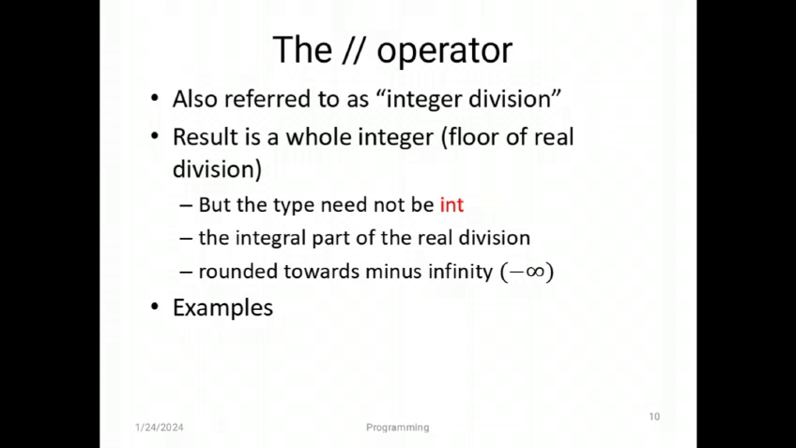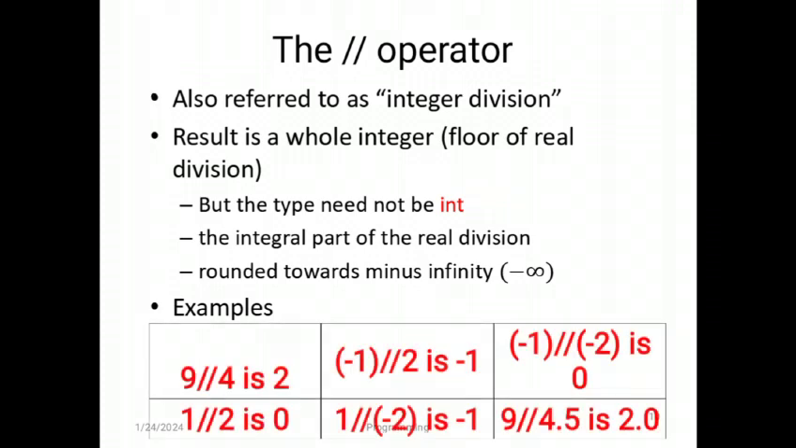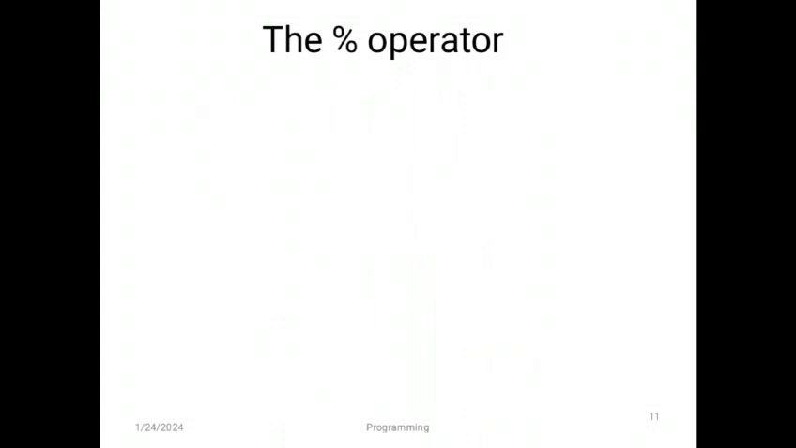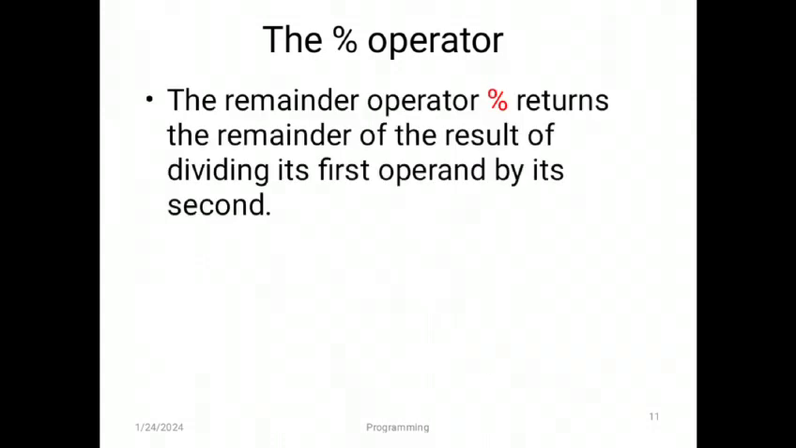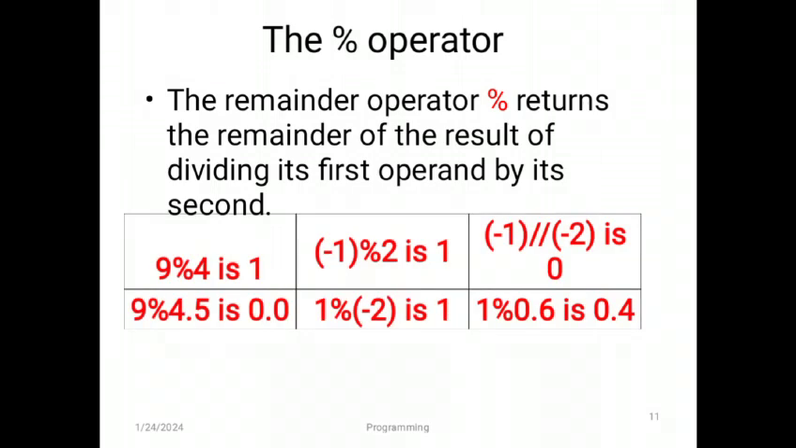The double slash operator is also called integer division. Here it is the floor of real division, but the type need not be integer. It is rounded towards minus infinity. The percentage operator: the remainder operator percentage returns the remainder of the result of dividing its first operand by its second.